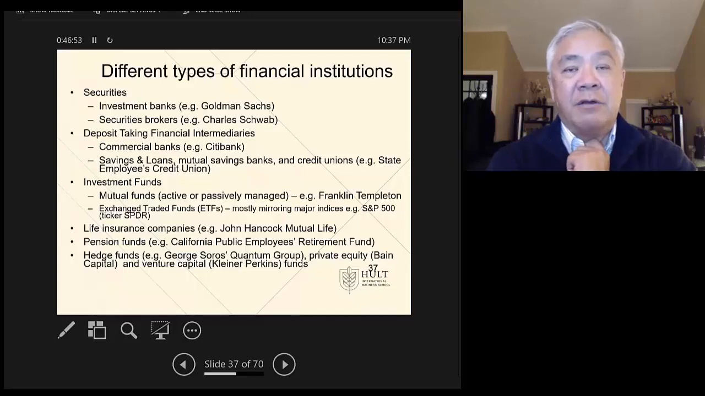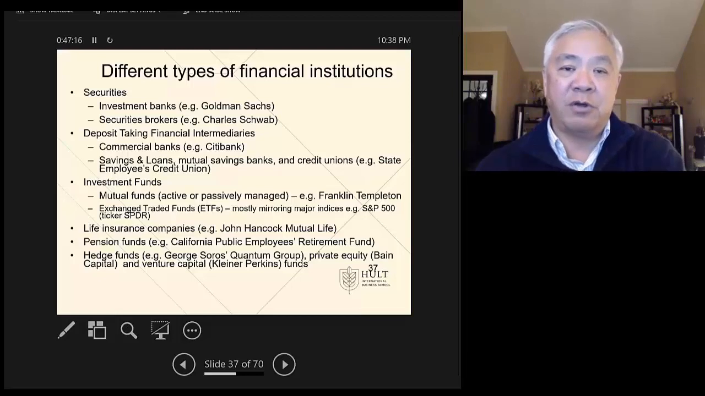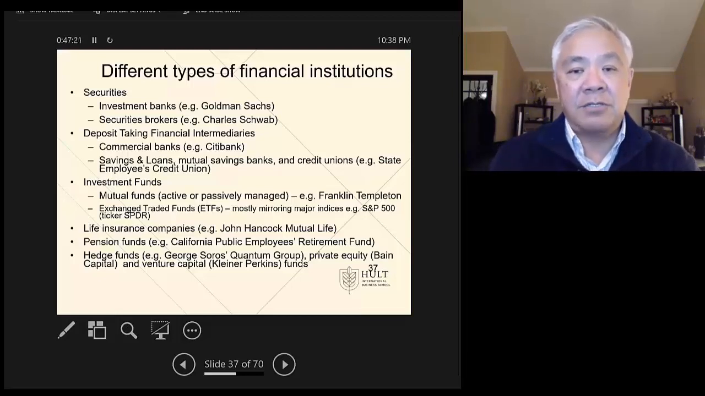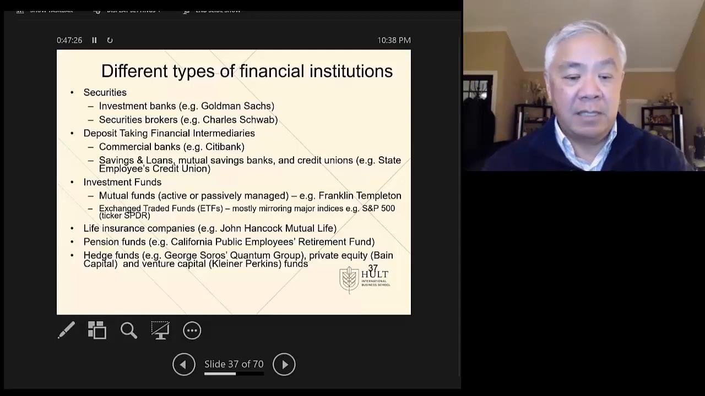Institutions, in the security side, there are investment banks, and these are people who do the large transactions, such as Goldman Sachs or Morgan Stanley. These are the big names in investment banks. Then there's securities brokers who transact in the secondary markets, after the IPO. So Charles Schwab is a large securities broker that does a lot of work with individual and institutional investors, but they transact trades after the IPO.